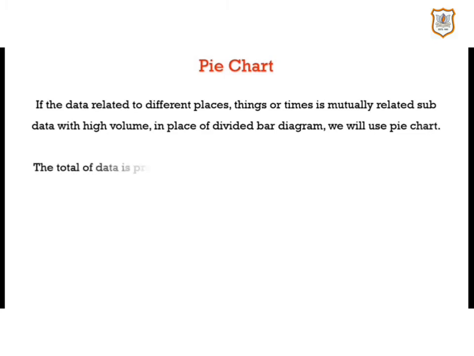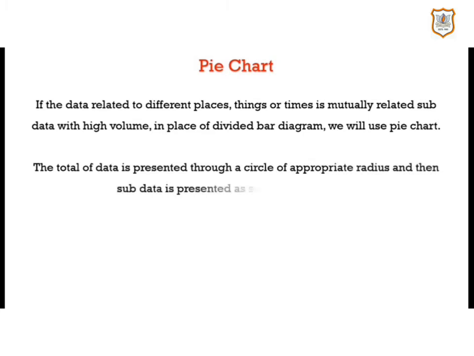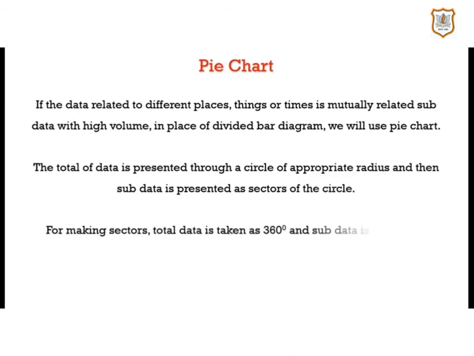The total of data is presented through a circle of appropriate radius, and then subdata is presented as sectors of this circle. That means in a circle we are preparing sectors, and for making sectors, total data is taken as 360 degree and the subdata is converted accordingly. These parts are drawn in the circle.